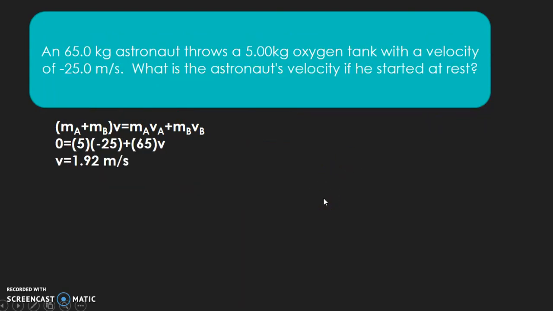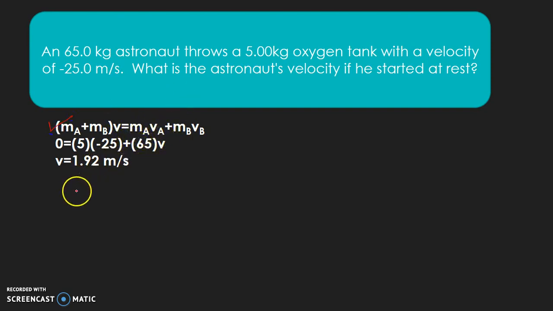A 65.0 kilogram astronaut throws a 5.00 kilogram oxygen tank with a velocity of negative 25.0 meters per second. What is the astronaut's velocity if he started at rest? All right, so the first thing you want to consider is that the astronaut and the oxygen tank were together before the explosion. So this is going to be considered an explosion. That's where we get this formula from.